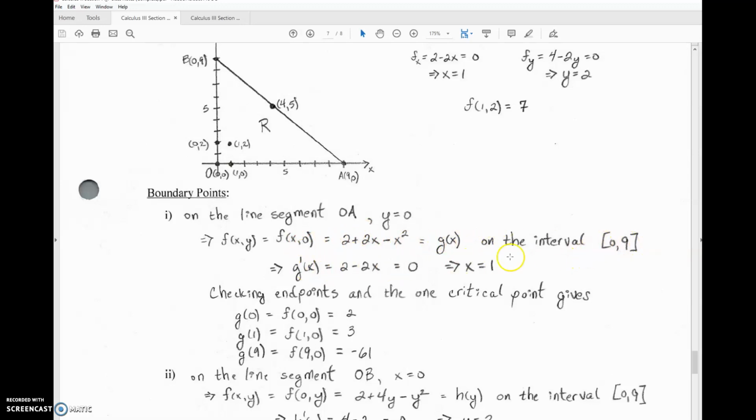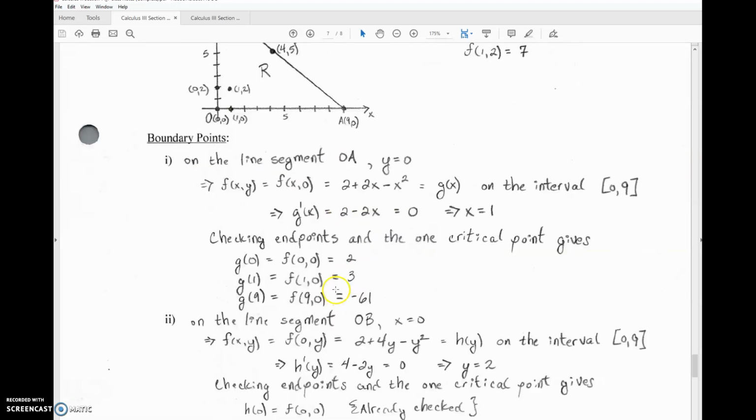So now this is like going back to Calc 1 where I have to find the critical points on the inside of the interval 0 to 9 of this function g(x). So take g prime of x, I get 2 minus 2x equals 0, so x equals 1. So here's a critical point on this boundary of the domain at the point (1,0). So checking endpoints and the one critical point gives g(0), which is f(0,0), so that corner point, that's 2. g(1) is f(1,0), which is this critical point, which is 3.